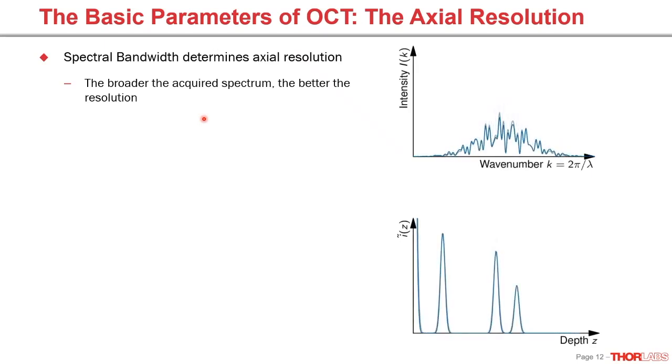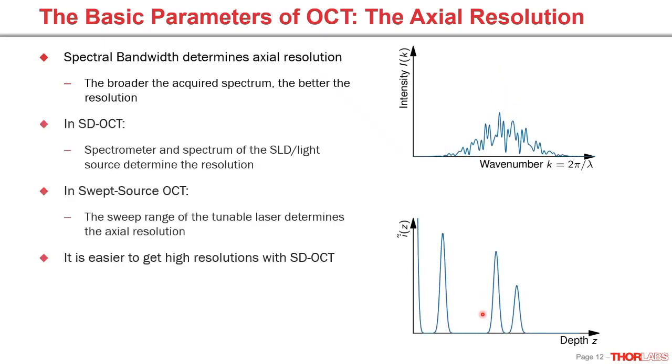And this is of course also true if you have multiple signals. So here we see a spectrum as it would look like for 3 different depths, and as the spectrum gets smaller, you see that you can no longer distinguish these peaks as well. And as the spectrum gets broader, you can get more resolution, and you can better see the difference between the different layers. So this has technical implications for both SD and swept source. For SD systems, it's usually the spectrometer as well as the bandwidth of the light source, the superluminescent diode, for example, that will determine the resolution.